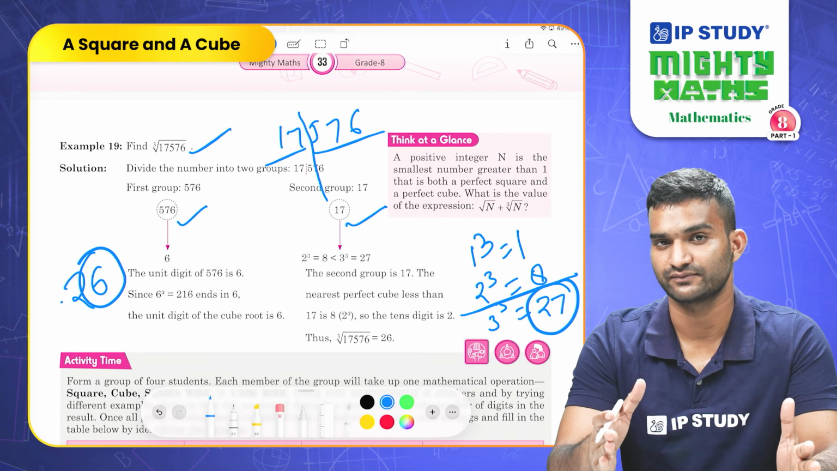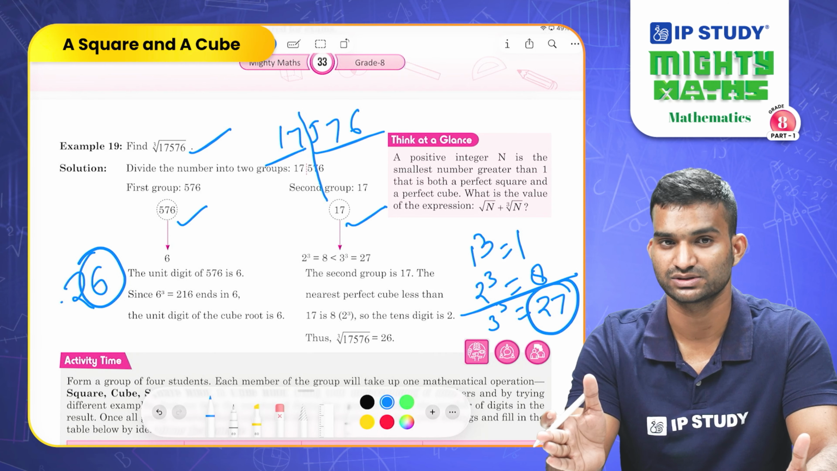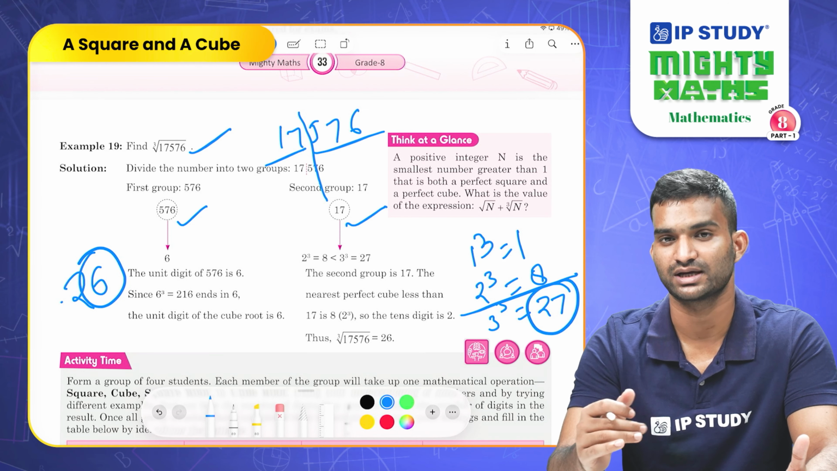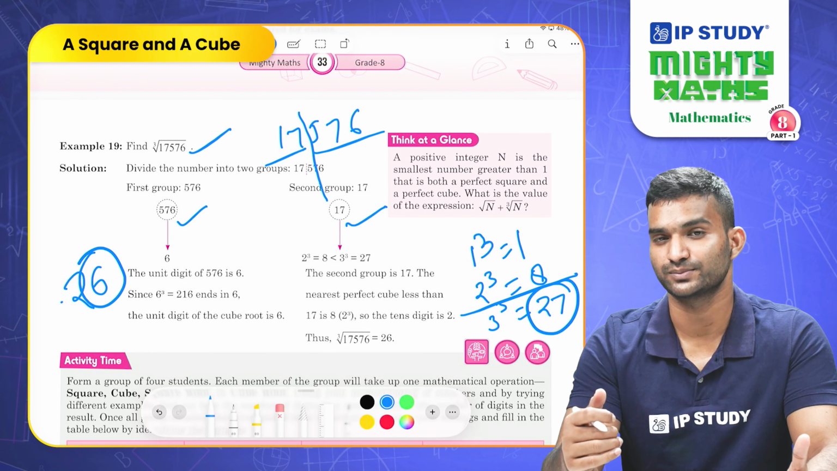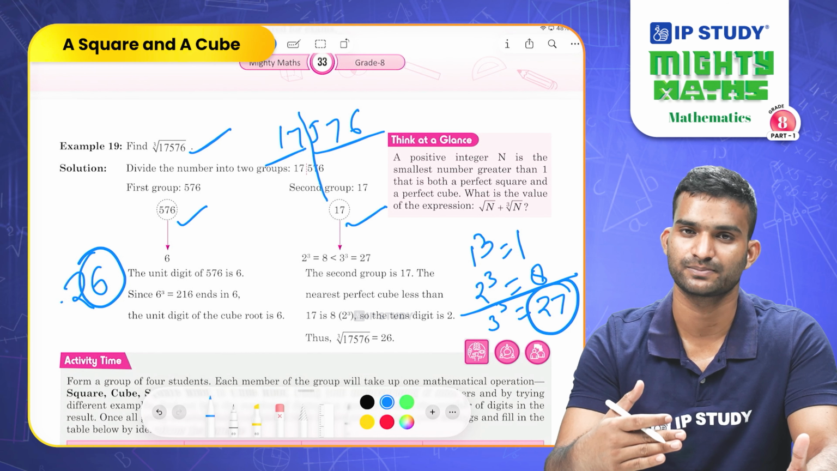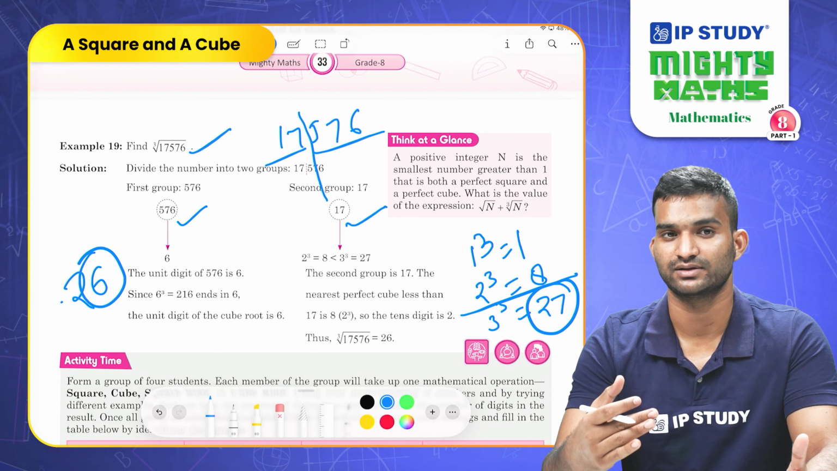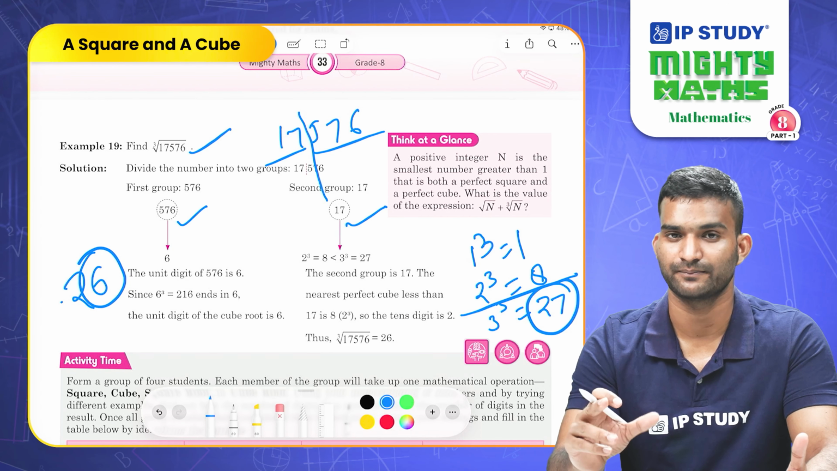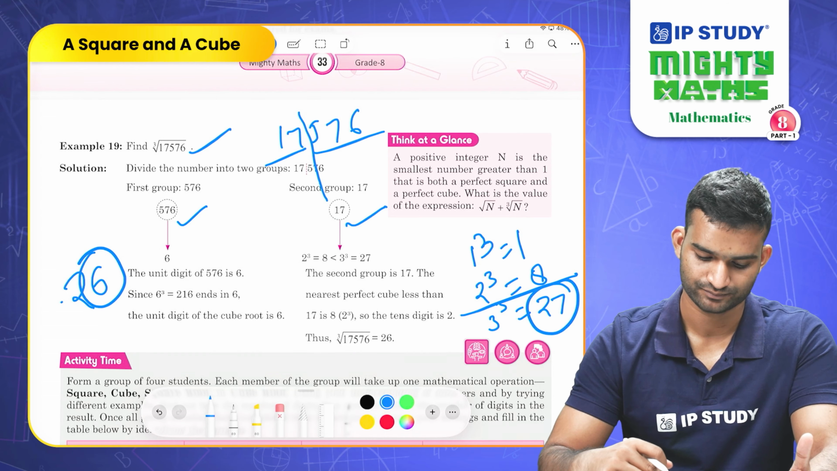So this is how we use this method. Basically, we'll divide the number in two parts and look at the rightmost part and leftmost part. For the rightmost part, we take the unit digit and look for its cube root, and for the leftmost part, we look for the number whose cube is less than the given number. Once we get the number, we combine these two numbers to get the cube root of the given number.